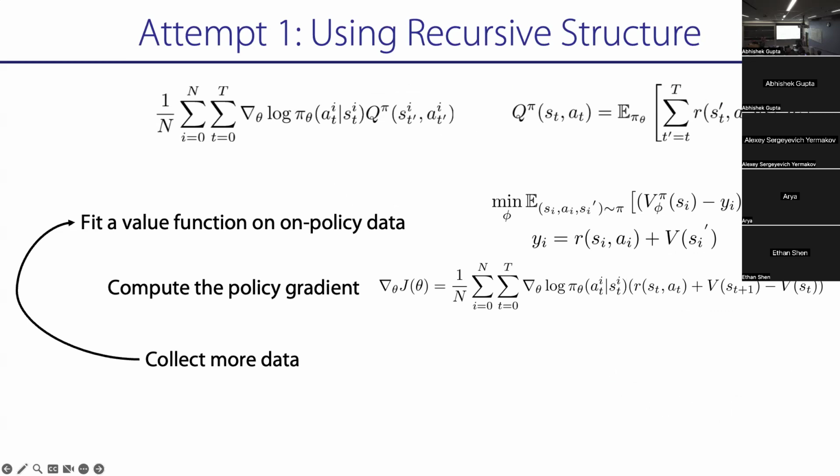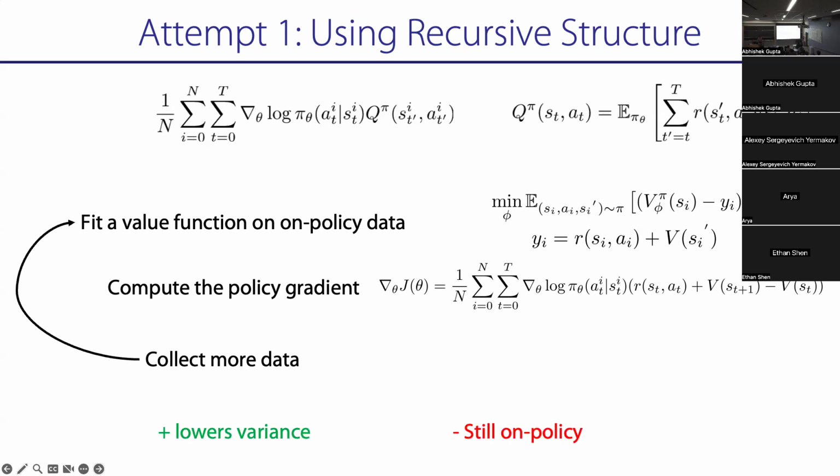Popular algorithms that do this are called A2C or A3C, which try to use an update like that. A3C is asynchronous advantage actor critic. It basically does an update like this, but with lots of parallelism, and that often works really well.